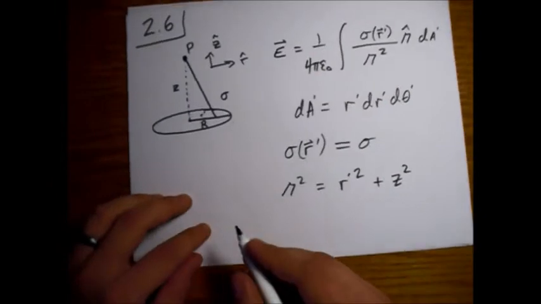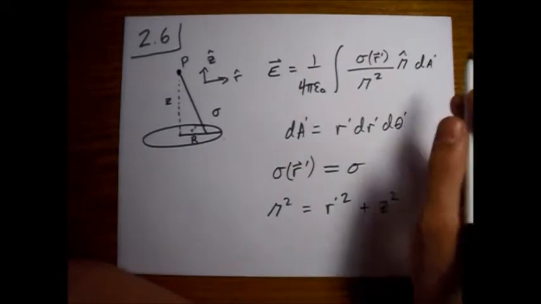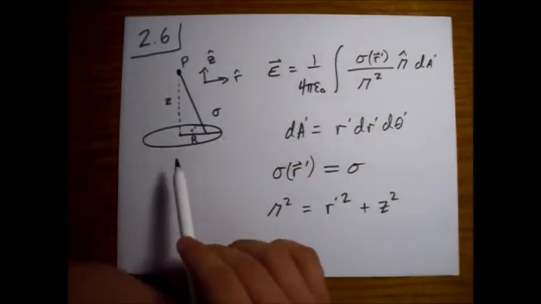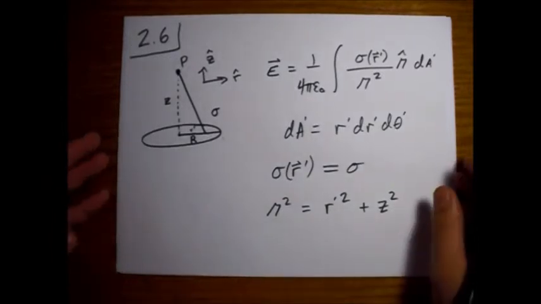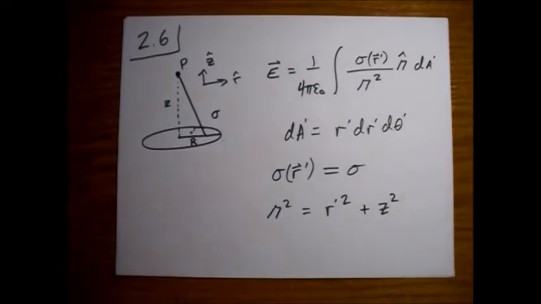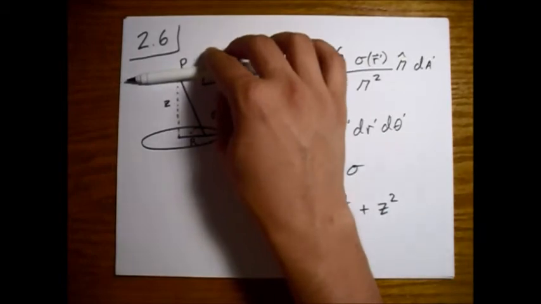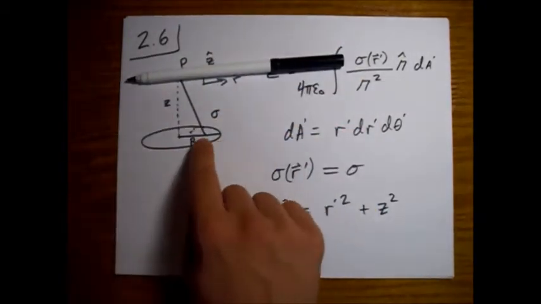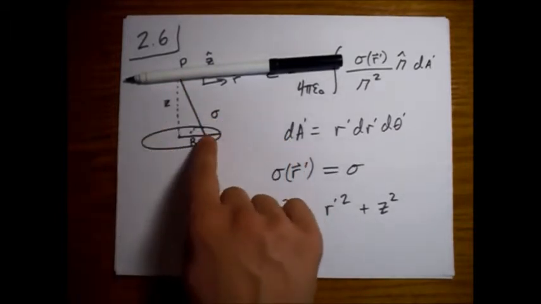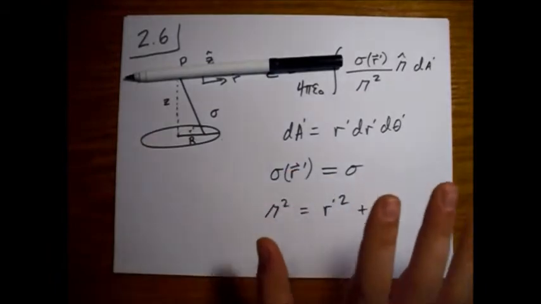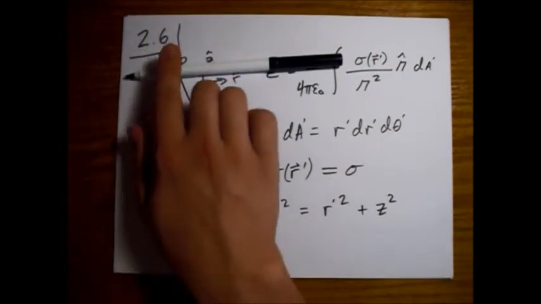Then for our hat direction, we're going to take a shortcut here because, just like with the ring and the square loop and some of these other problems we've done for Griffiths, we have symmetry here. So the horizontal components of the electric field are going to cancel out. We get an equal but opposite field contribution from this point over here and this point over here. So all we're going to worry about are the z hat components.